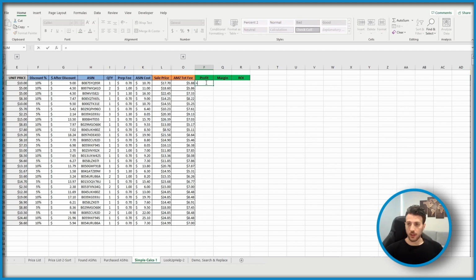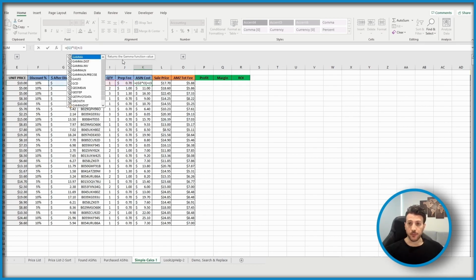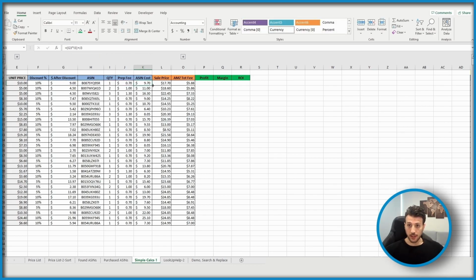Okay, so what is profit? Profit equals the sale price, which is $17.70, minus our ASIN cost, how much it costs us to source the ASIN. So I just picked up a little mistake that we have here. The ASIN cost over here is $10.70. We're still referring to the original price. We got to change that to refer to the discounted price. So notice that it's looking at E3 plus whatever our prep fee is. So we want to change it from E3 to the one that's after our discount, which is G. So I'm going to come in here, remove the E and add the G. I'm going to hit enter. So it's $9.70.